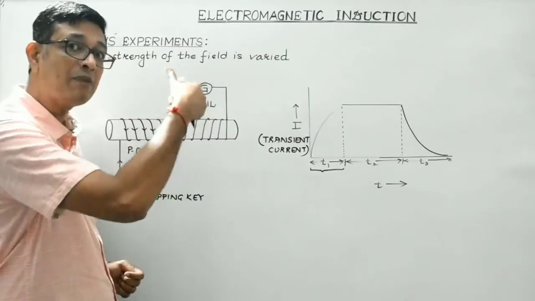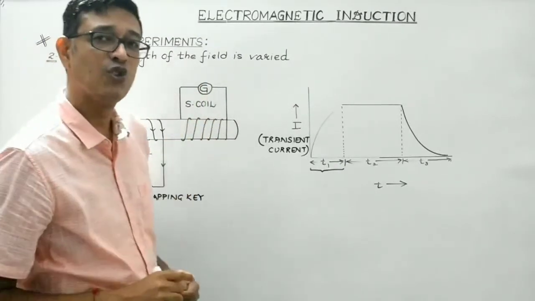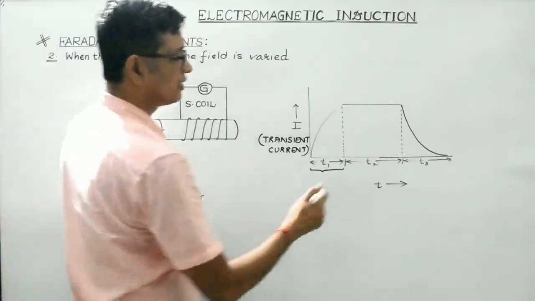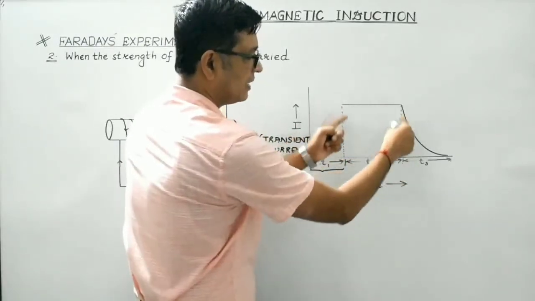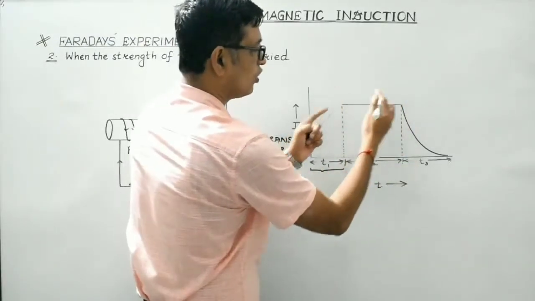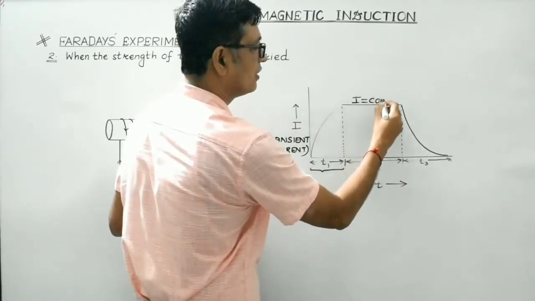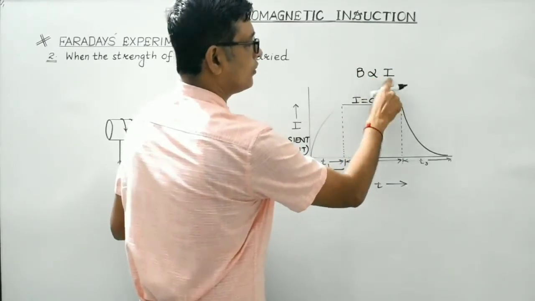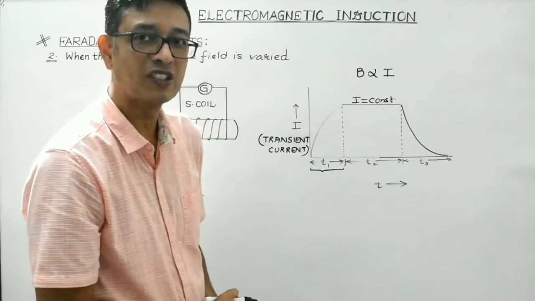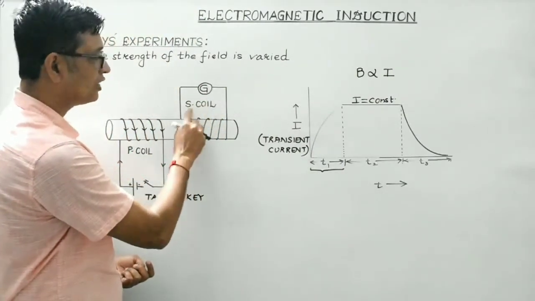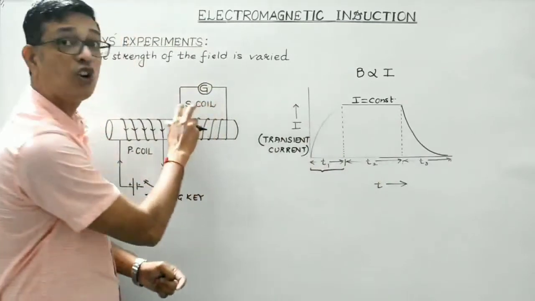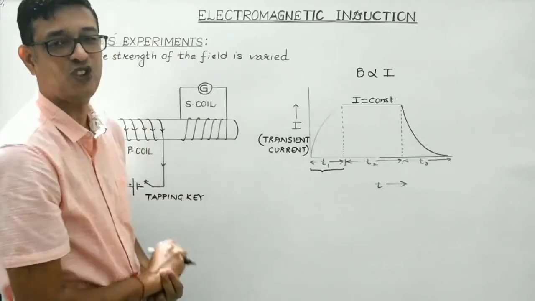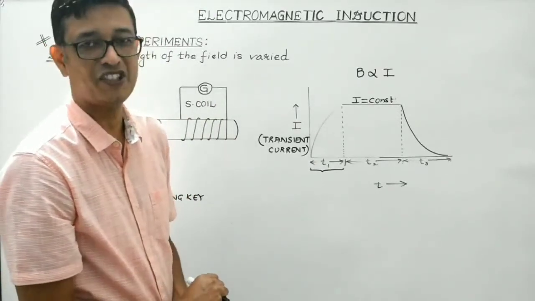The second observation was, when the tapping key is kept pressed, the galvanometer shows zero deflection. What it suggests is, as the tapping key is kept pressed, we enter this time period T2, during which the current is constant. If current is constant, you are aware that magnetic field is directly proportional to current. So the magnetic field will also become constant. So the magnetic field linked with the S coil during this time T2 will not change. Therefore, no current is induced in the S coil, so the galvanometer shows zero deflection.